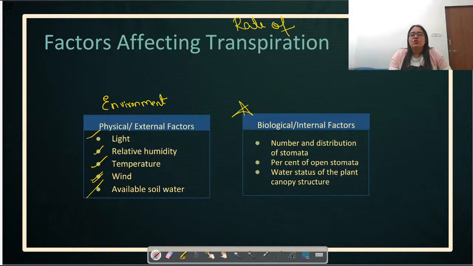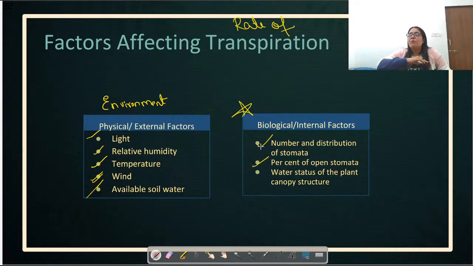Now my kids, let us talk about the biological or internal factors that are responsible for affecting the rate of transpiration. It can be the number and distribution of stomata. How many stomata are present on the leaf surface? How are they distributed? Are they more on the upper surface and fewer on the lower surface, or fewer on the upper and more on the lower? So the number and distribution of stomata will affect the rate of transpiration.